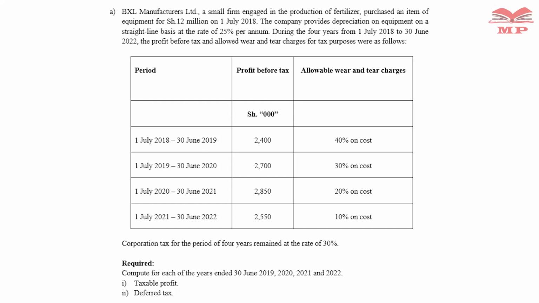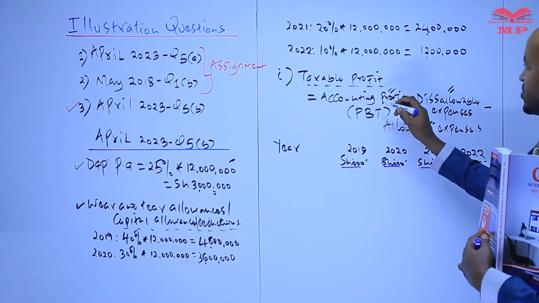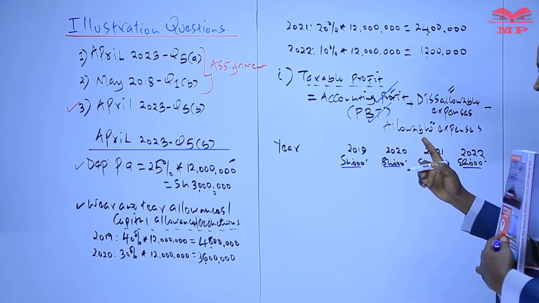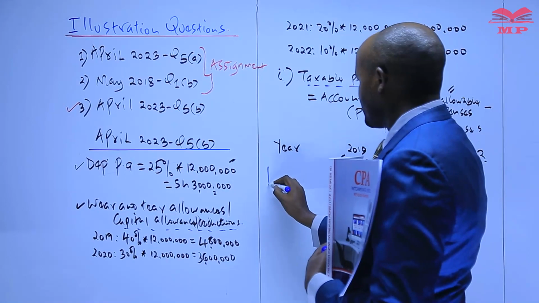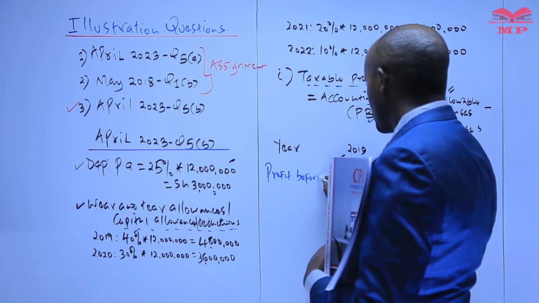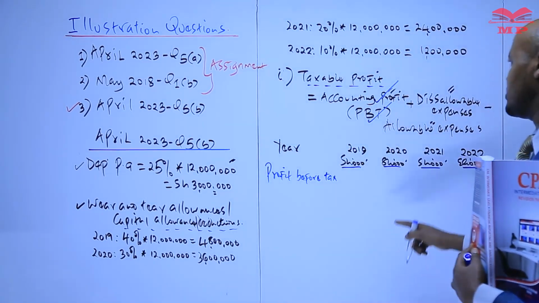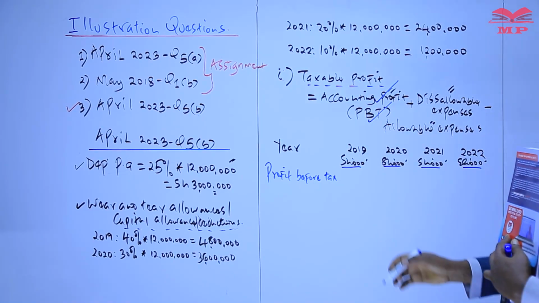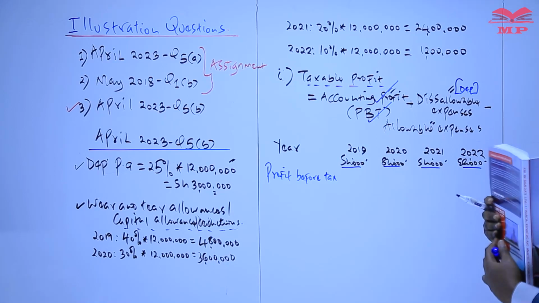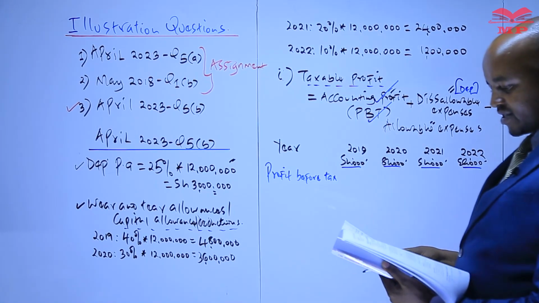And then we need to start with the profit. Remember, I've said to compute this taxable profit, we need to start with the accounting profit. Accounting profit, I've said, is the same as the profit before tax. That is what you're given, and that's what you're going to start with here. The profit before tax. And then to this particular profit, we are going to add back what? Disallowable expense. And basically, I've said the disallowable expense which we have in this particular question is depreciation. But before you do that, let's have the profit before tax, which you're given.